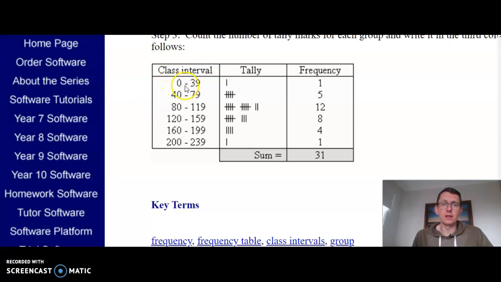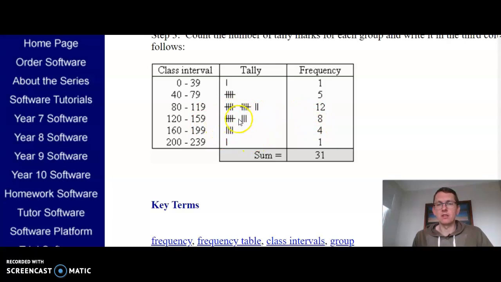So students who basically got between 0 and 39, there's only one student there. Students who got between 40, or from 40, including 79 as well, got 5. Students who got from 80, including 80, up to 119, we can see that we counted 12 here. Students that got from 120 to 159, we've done a tally here, we've got 8 here. So keep on going with the tally.